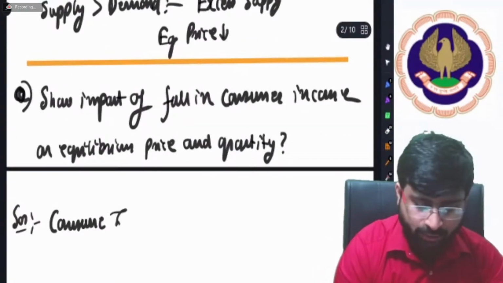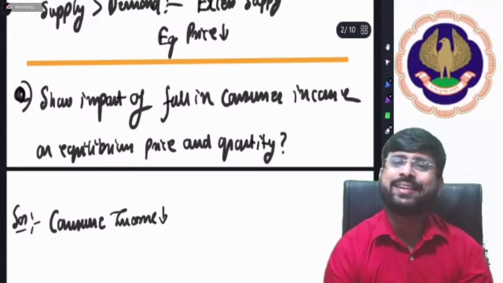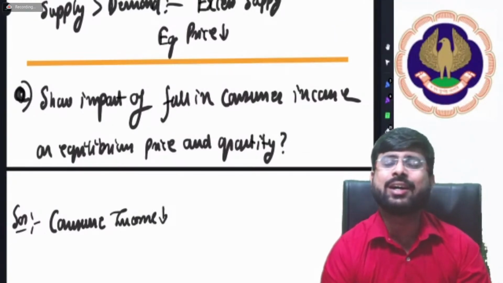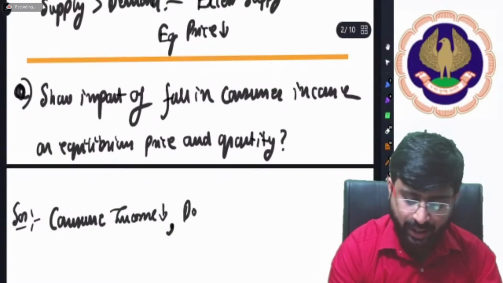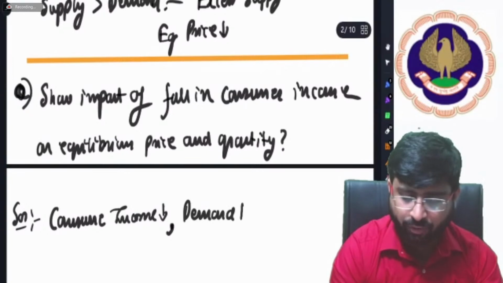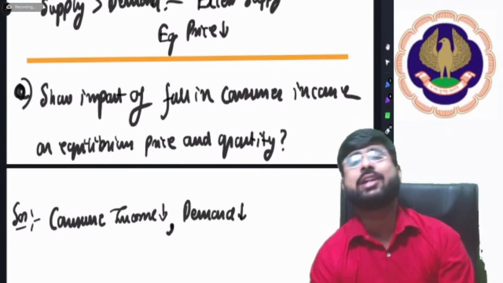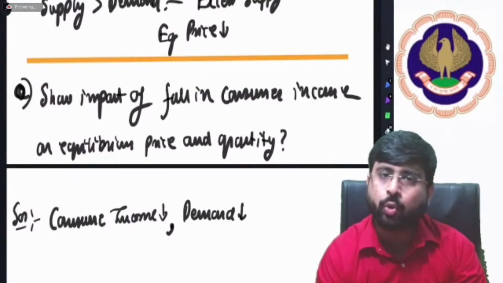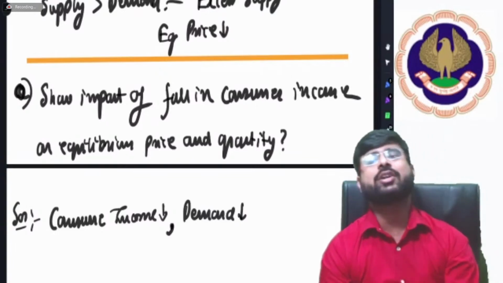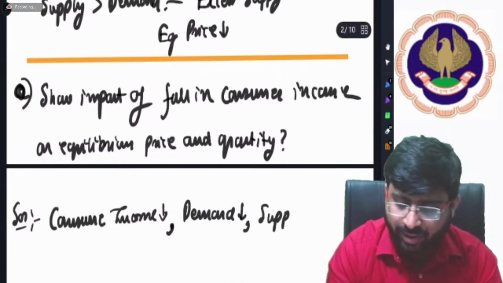Now, my dear friends, if consumer income has fallen, then what will happen? Yes, you guessed it correctly. Then there is going to be a fall in demand. If consumer income has fallen, the demand is going to fall. Supply is going to remain the same.